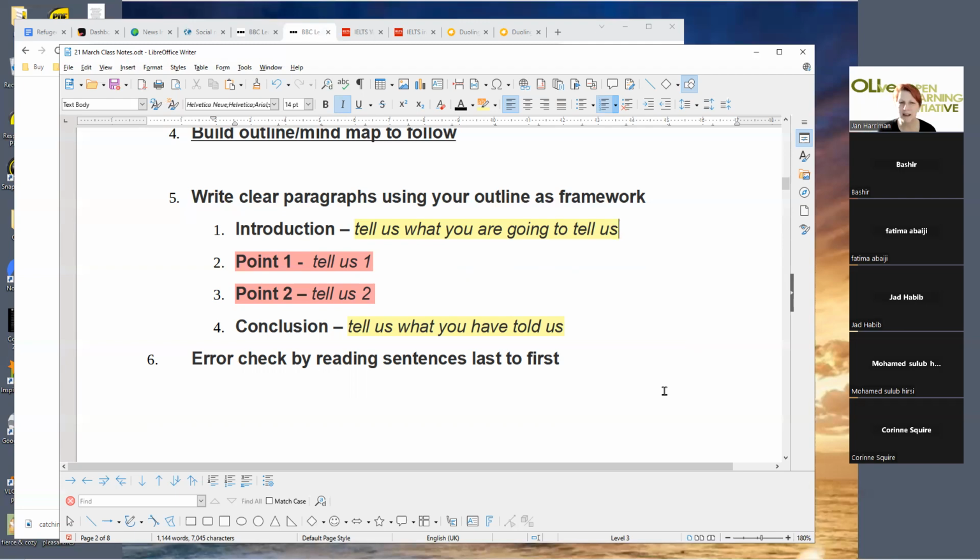So there is a magic method for error checking. And I'd like for you to practice writing things by hand and then look it over using this method and not using this method. So if you write a paragraph, read it from the top down and see how many mistakes you can find. Then next, read it one sentence at a time in reverse order.